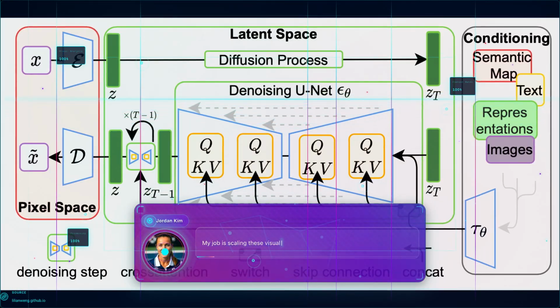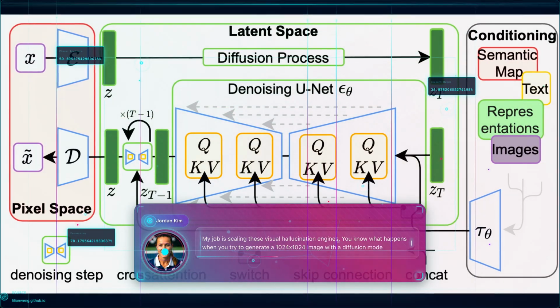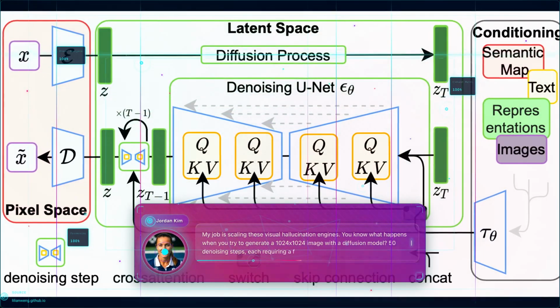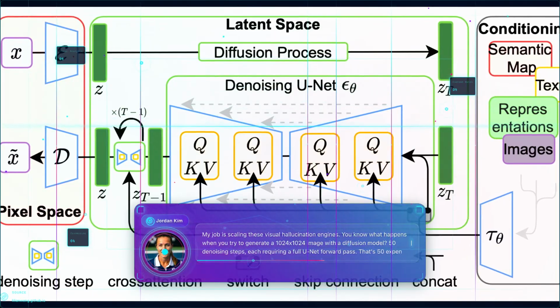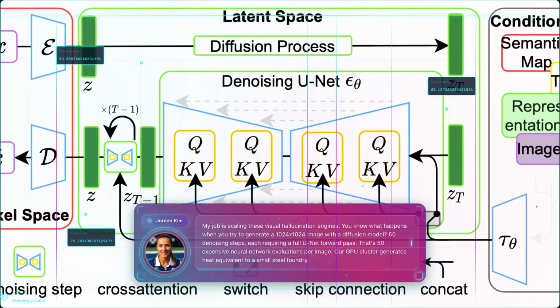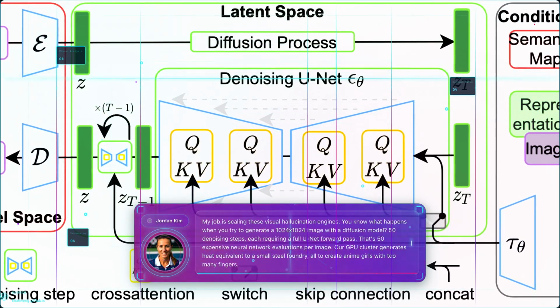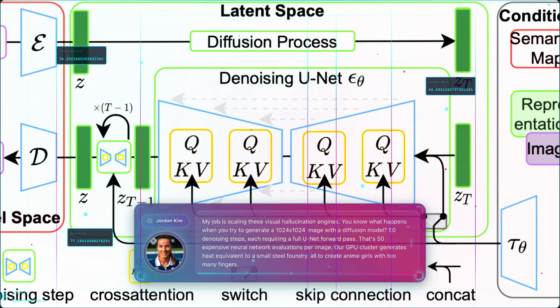My job is scaling these visual hallucination engines. You know what happens when you try to generate a 1024x1024 image with a diffusion model? 50 denoising steps, each requiring a full UNet forward pass. That's 50 expensive neural network evaluations per image. Our GPU cluster generates heat equivalent to a small steel foundry, all to create anime girls with too many fingers.